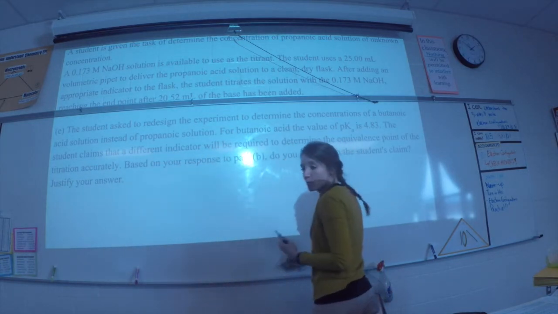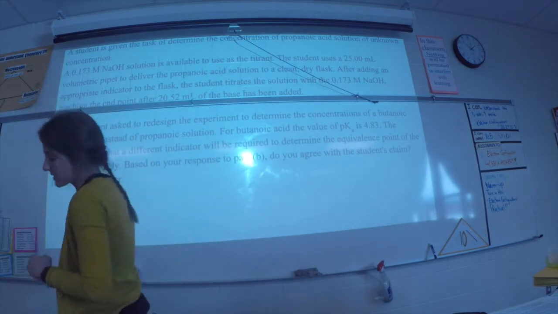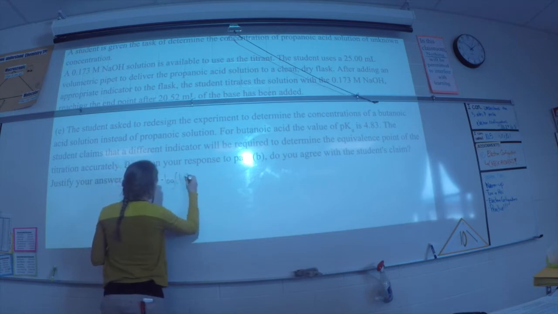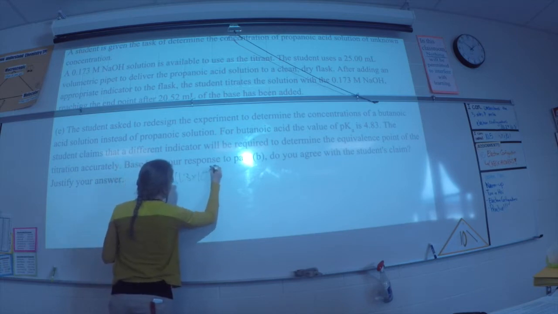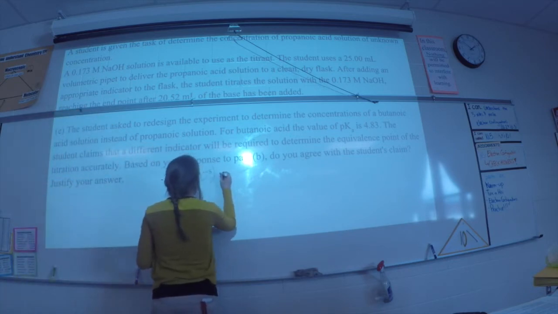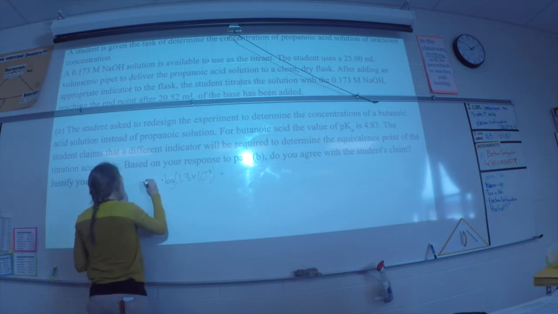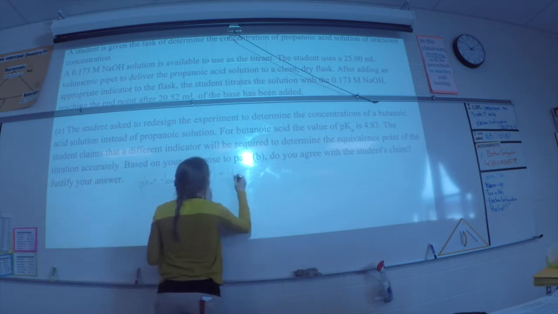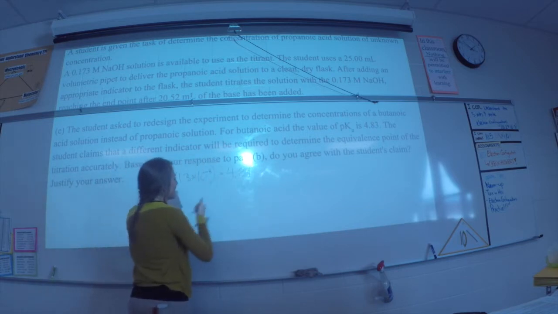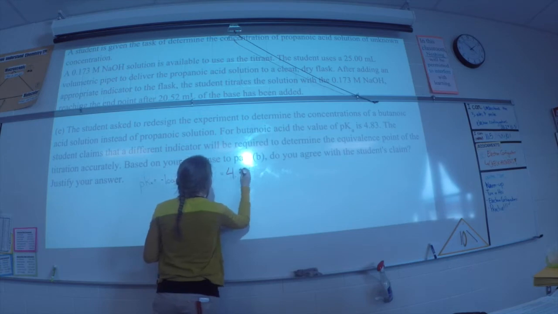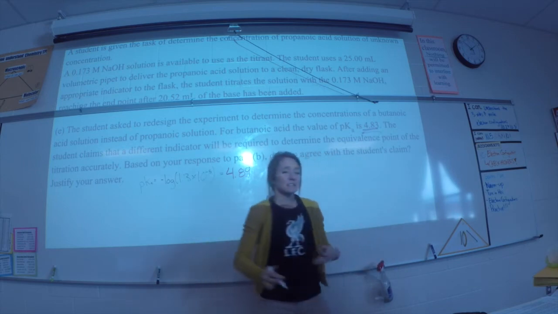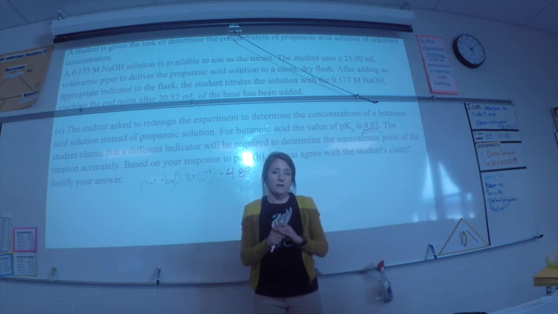So on part B, we got 1.3 times 10 to the negative 5. So if we take the negative log of that, we end up with a pKa of 4.89. And since the pKa of this acid is very close to the pKa of our other acid, the indicator should still work, and we don't need a new one.